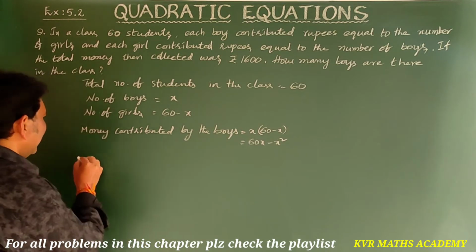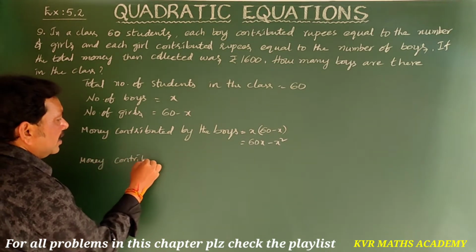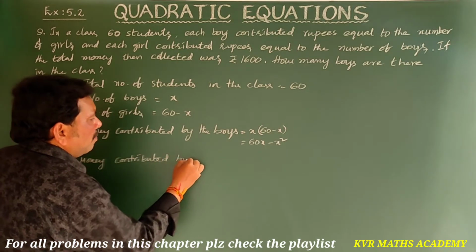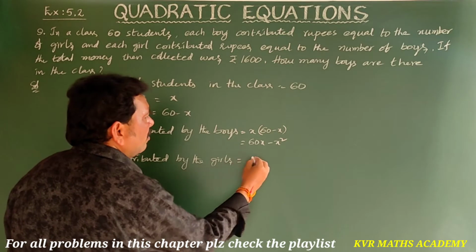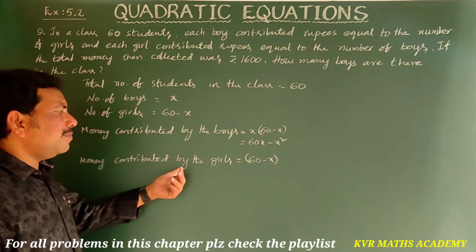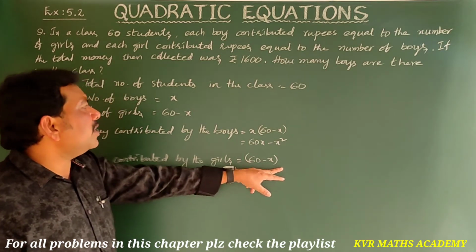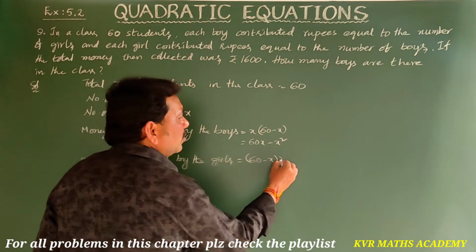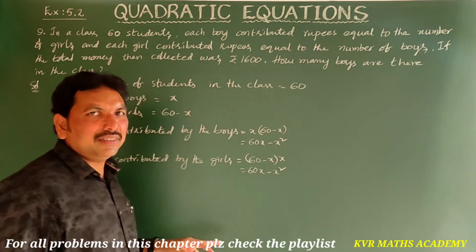Next, money contributed by the girls. The number of girls is 60 minus x, and the money each contributed is equal to the number of boys, that is x. So that is into x, which is equal to 60x minus x square.